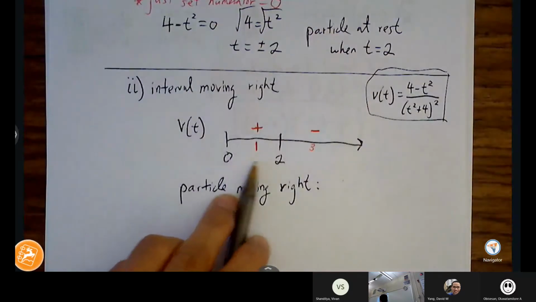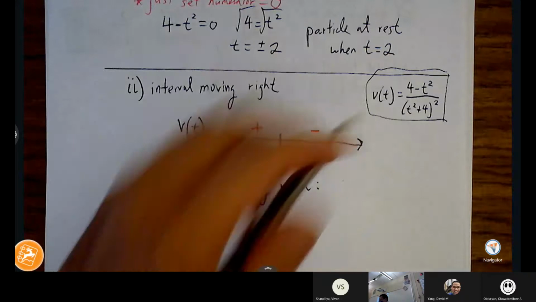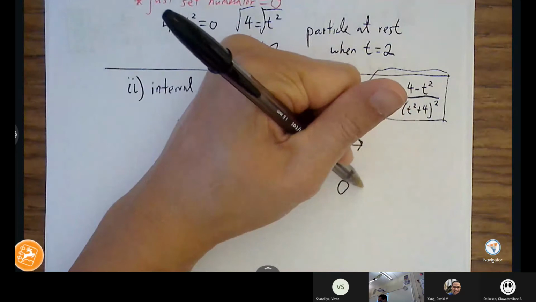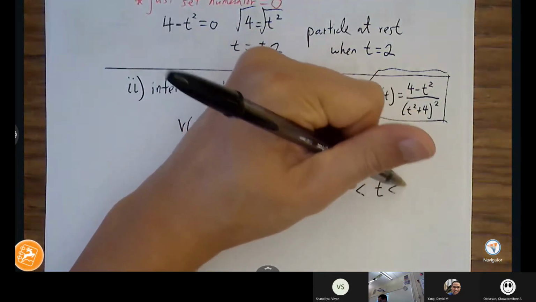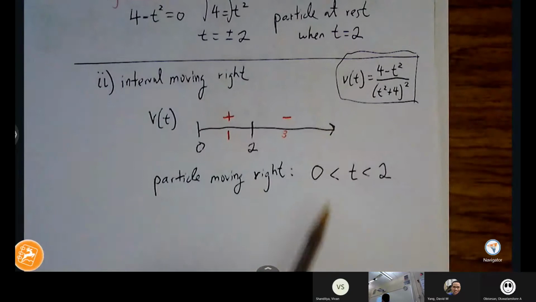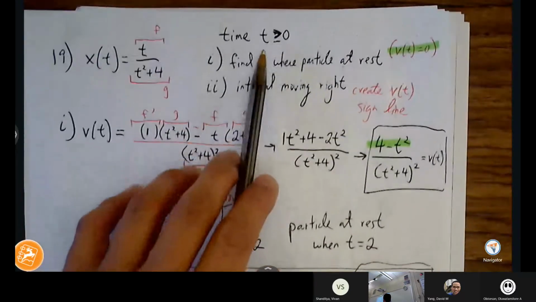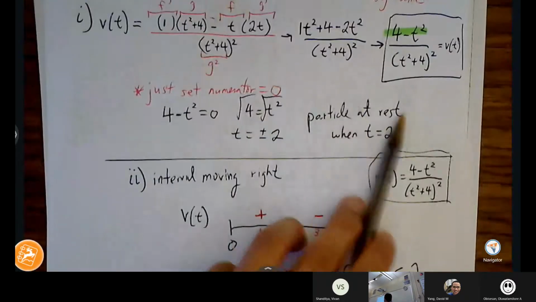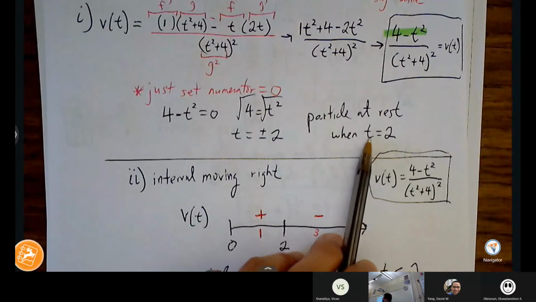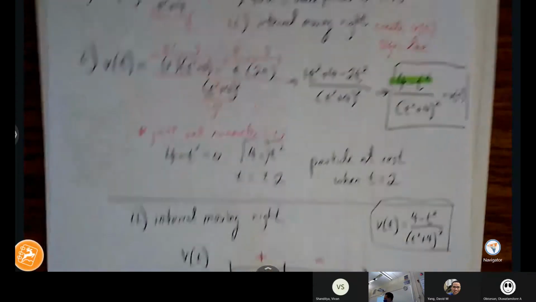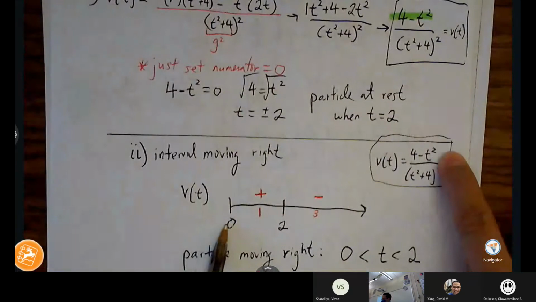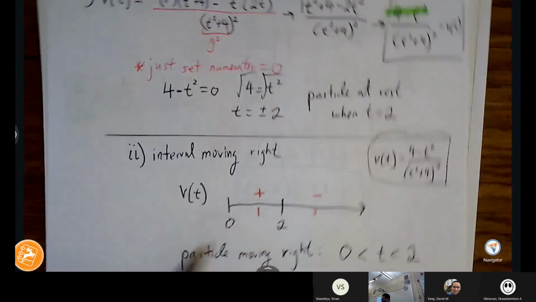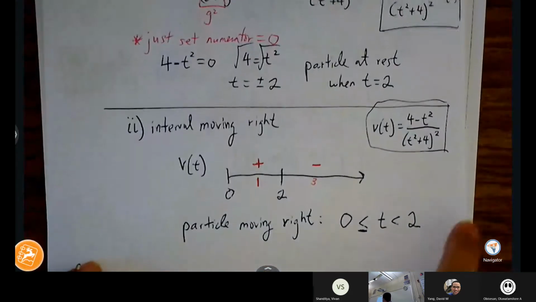It's greater than 0, but then 0 to 2. But there's something else. Do you see it? I mean, this is the interval. But there's something we got to test, and it's the fact that t is greater than or equal to 0. So what that means is that 0 didn't show up when the particle is at rest. So it's possible that this particle is already moving at 0. So we need to test what's happening at 0. If I put 0 into the velocity function, I'm getting 4 minus 0, which is 4 over 4 squared. That's positive. So we just have to include 0 in our interval.